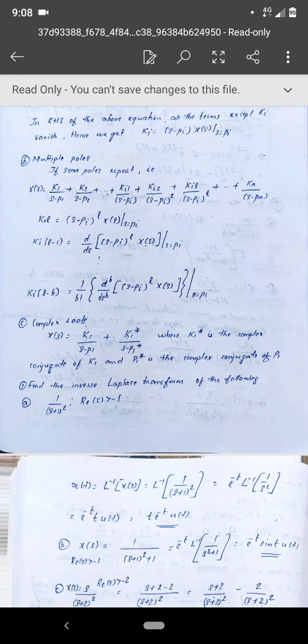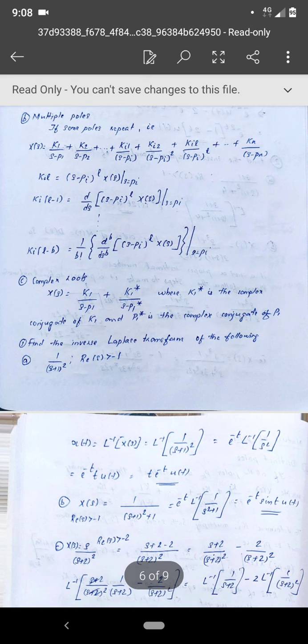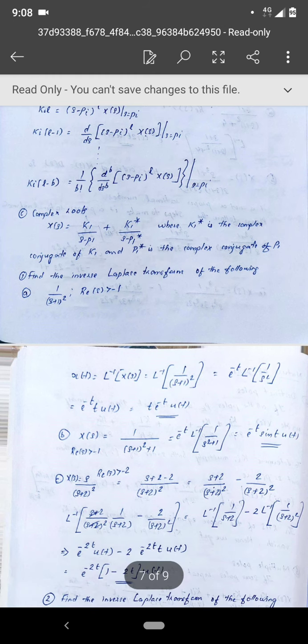Then the roots can be complex also. That is, X(s) = k1/(s - p1) + k1*/(s - p1*). There also you can follow the same procedures. Here k1* is the complex conjugate of k1, and p1* is the complex conjugate of p1. Okay, so we'll do some problems.